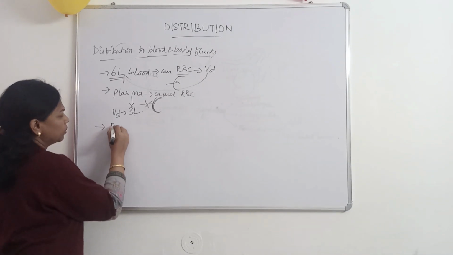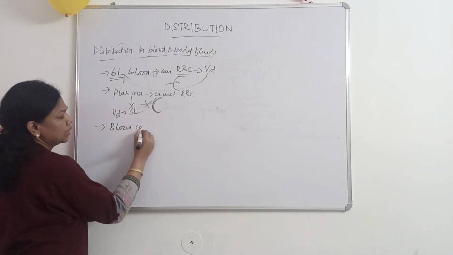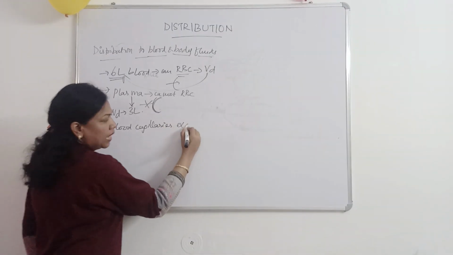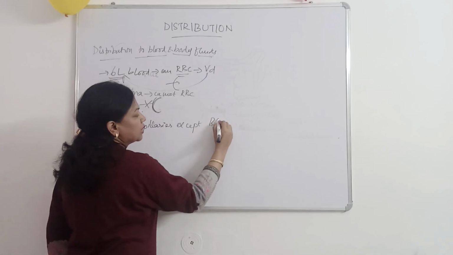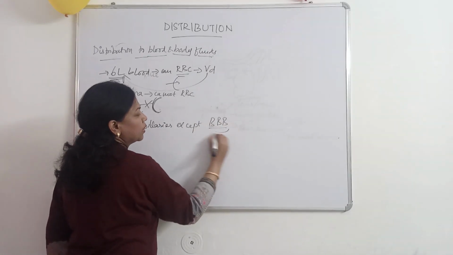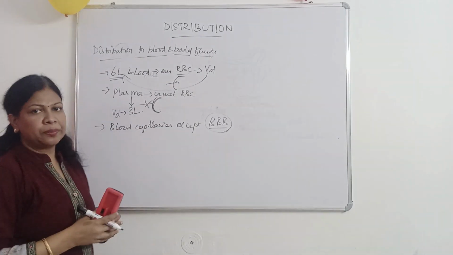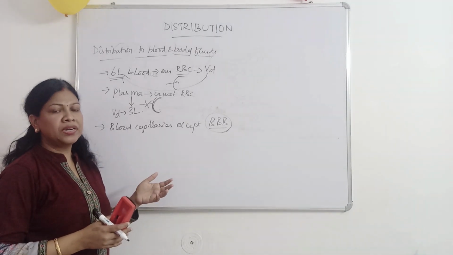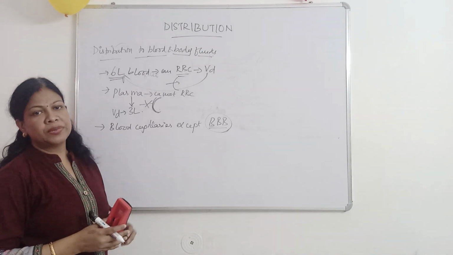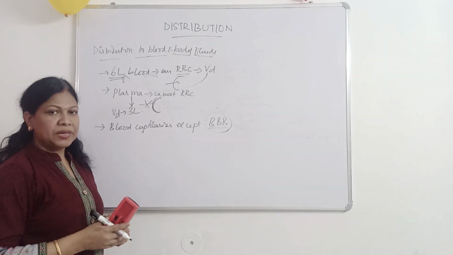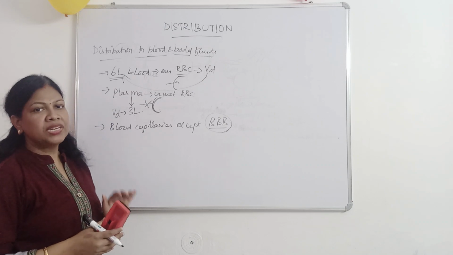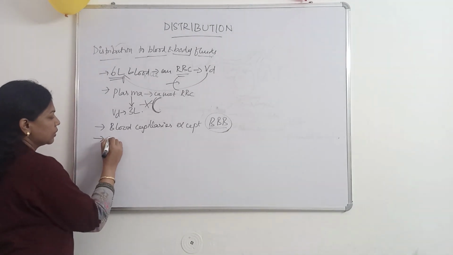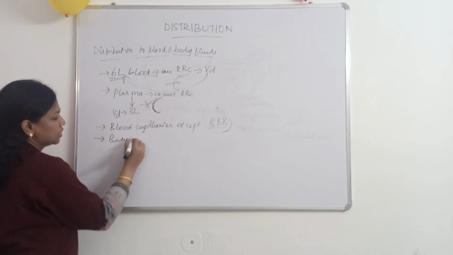And what about the blood capillaries? The drug can permeate easily to all the blood capillaries except the blood capillaries present in the brain, because of the presence of the blood-brain barrier. So only the brain capillaries are not permeable. Other than that, most of the blood capillaries are permeable, so the drug will be uniformly distributed through these blood capillaries also.